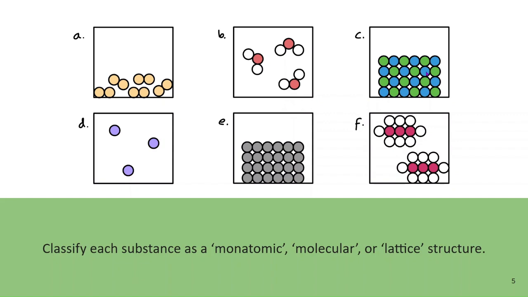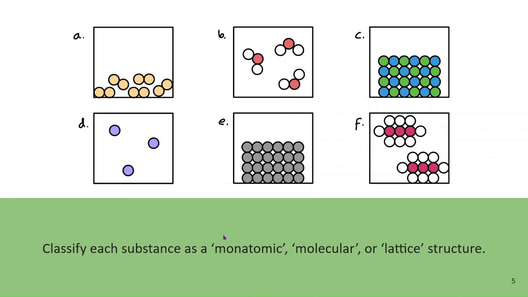C is lattice, right? So these are stuck together. There's a bunch of them. They have a pattern. They're repeating, right? There's a bunch. This is what a lattice is. A lattice is like a repeating structure of atoms.